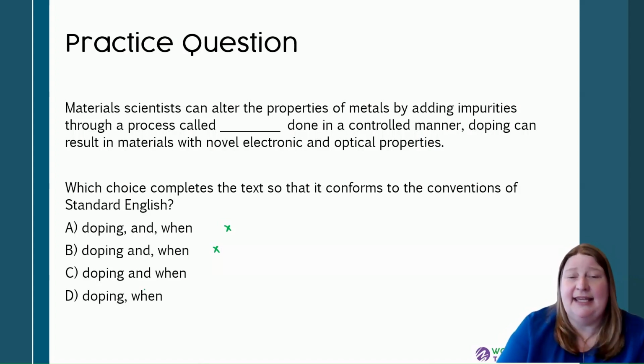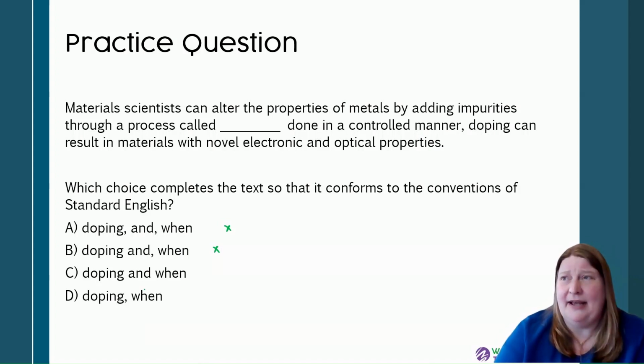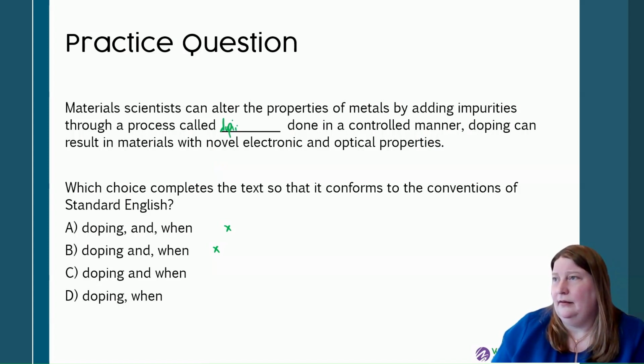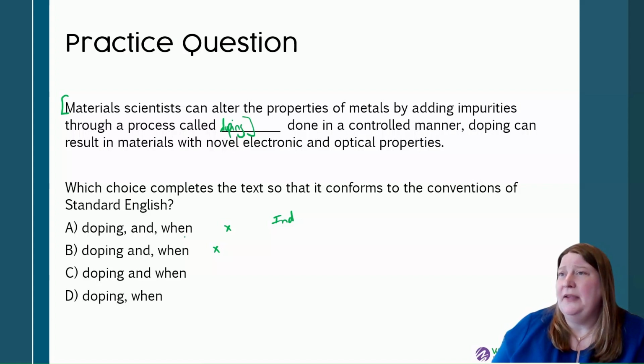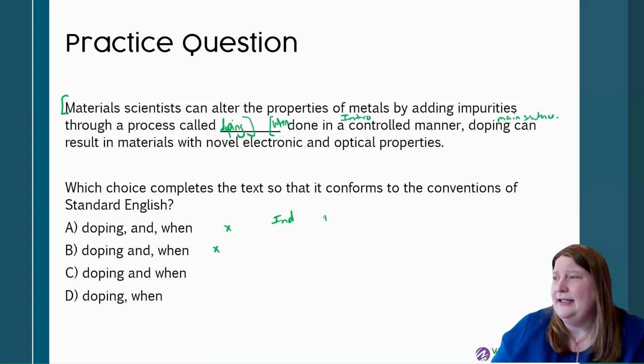Okay, D and C, I think I'm going to have to read the sentence to see what I think about that. "Material scientists can alter the properties of metals by adding impurities through a process called doping." All right, it looks like we have an independent clause there. "When done in a controlled manner, doping can result in materials with novel electronic and optical properties." Oh, if I start with "when" here, we have an intro and another main sentence. So together it's like a dependent, comma, independent altogether there.